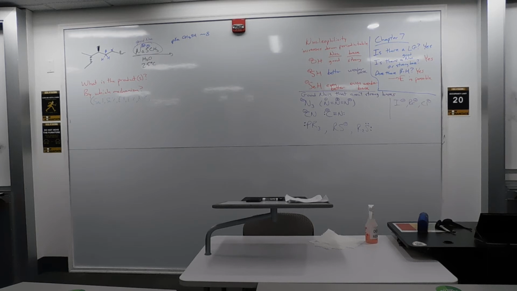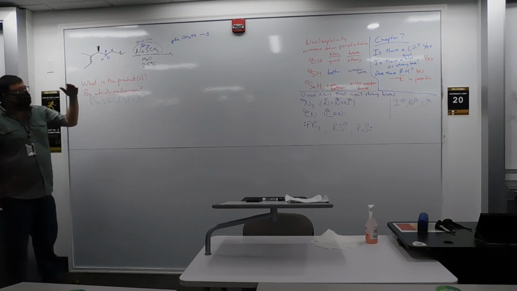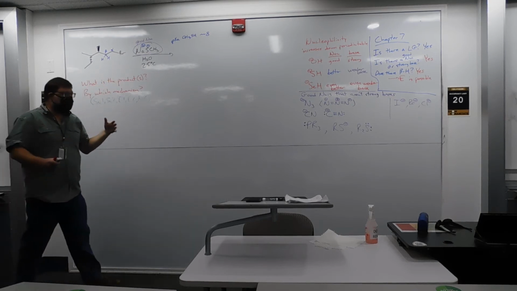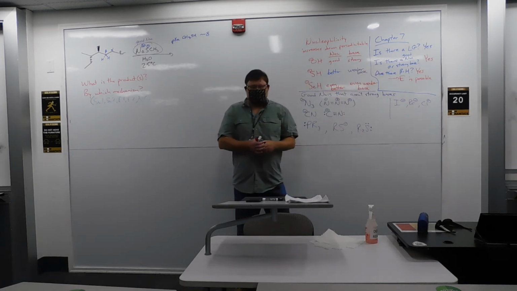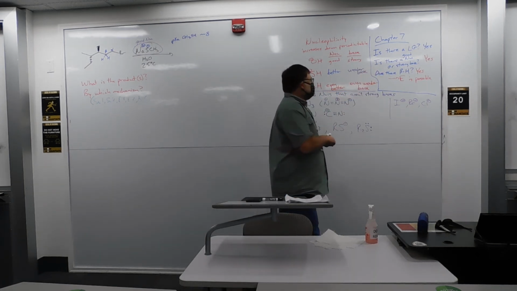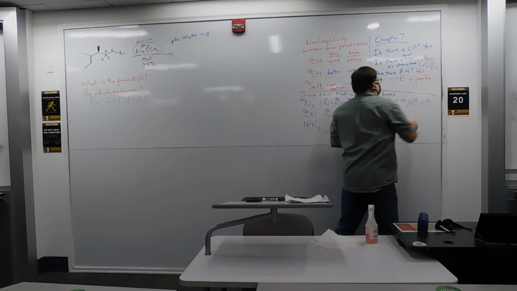Okay. So there is a leaving group. Bromide's a leaving group. The next question is, and this is a big one, is there a good nucleophile or a strong base? And the fact that there is means we're going to do SN2 or E2.